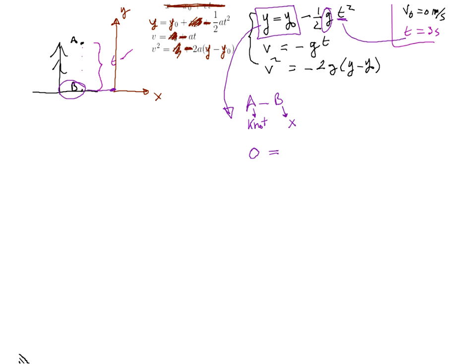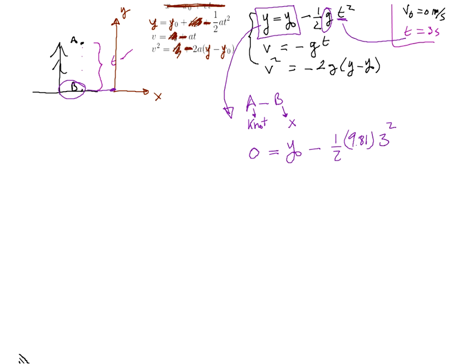And y naught is what we're going to solve for, which refers to the position at point A, which is nothing else but the height of the tree. Okay? y naught minus 1/2 times 9.81 times 3 squared.